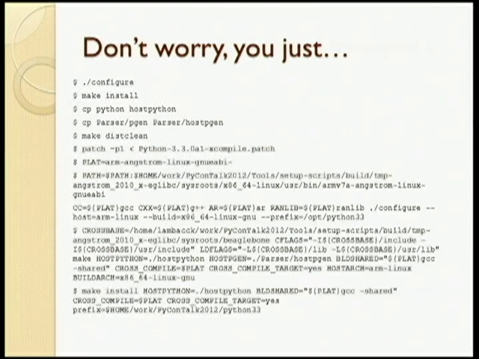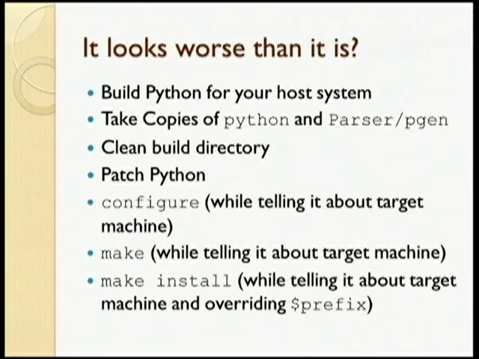So don't worry. All you've got to do is this, which looks really scary, and I don't actually expect you all to read and understand this right now. But, you know, it's not that bad. All you're doing is building Python for your host system. Okay, so your host system is the system you're doing the compile on. And you need to take a copy of the Python parser and your parser generator, pgen, which is used during the Python compile step.